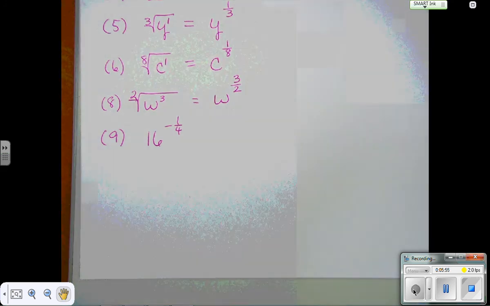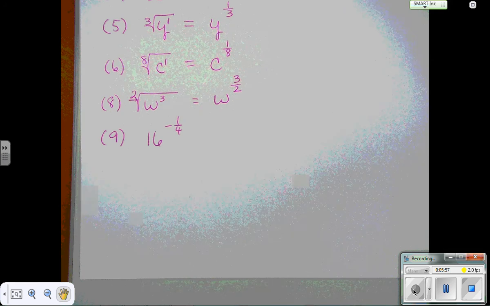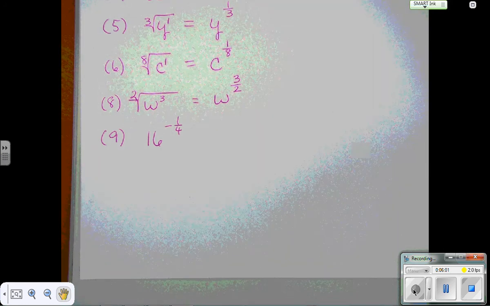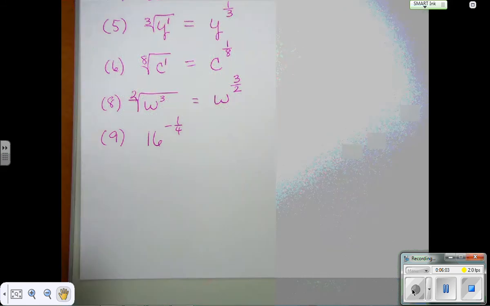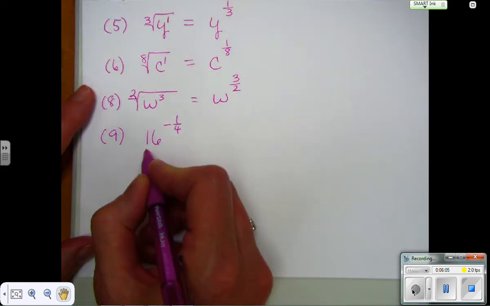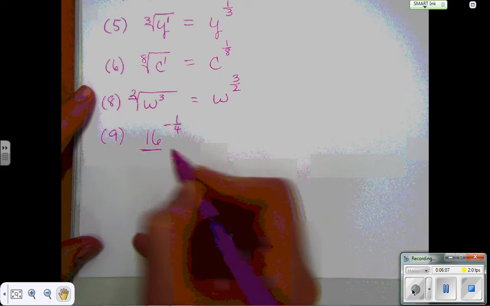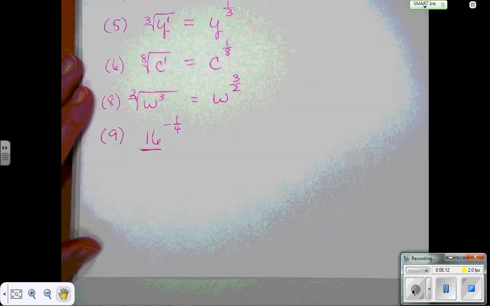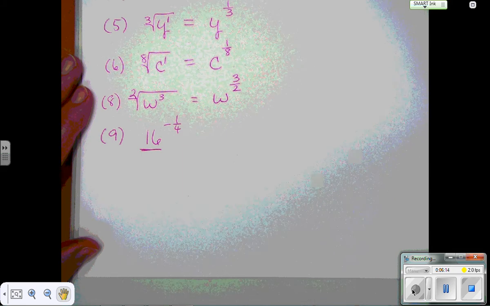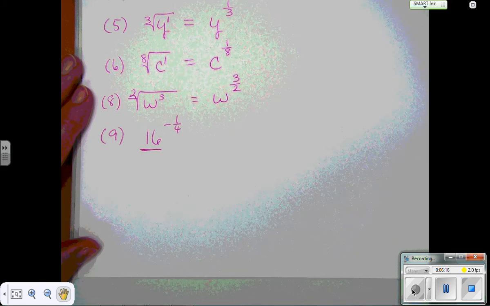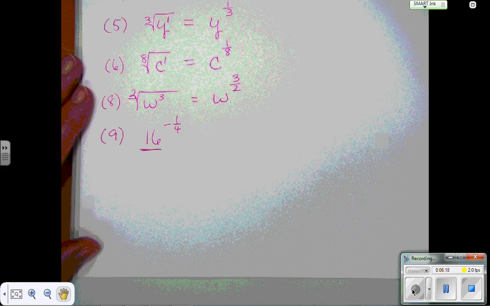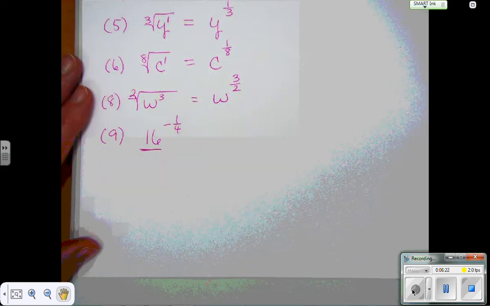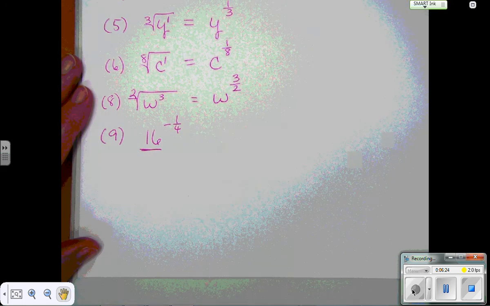The first thing you want to do with these type of problems, when you want to simplify or reduce the expression, is look at your base first. In this case, the base is 16. 16 is a composite number. It has more factors than just one and itself. So I want to rewrite 16 as a base to a power. I want to find the prime factors and write it as a base to a power.